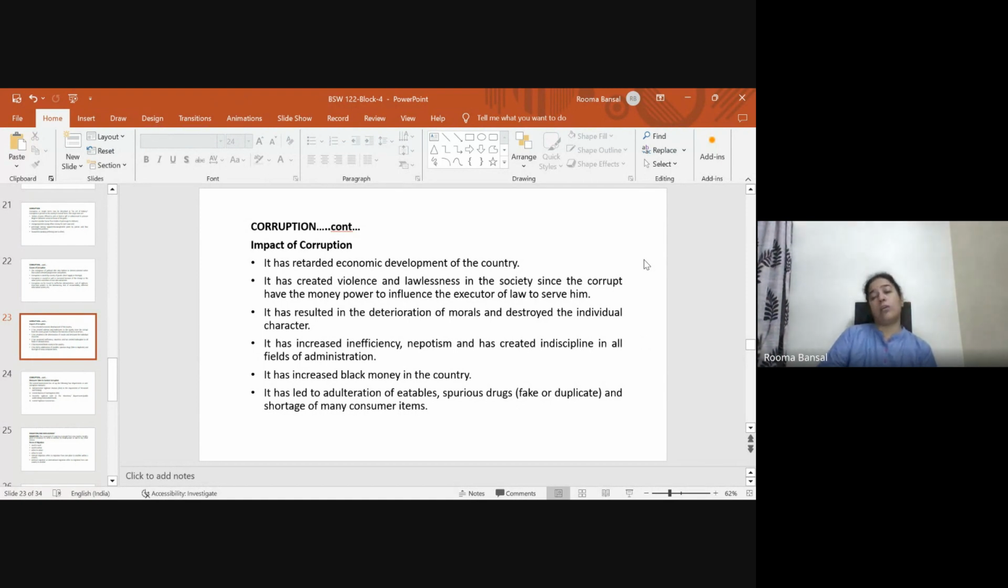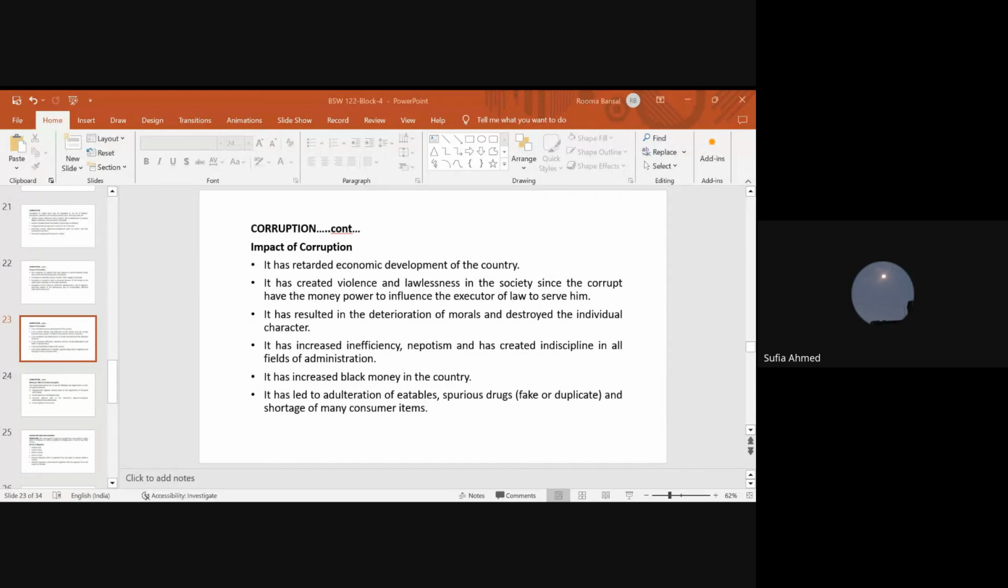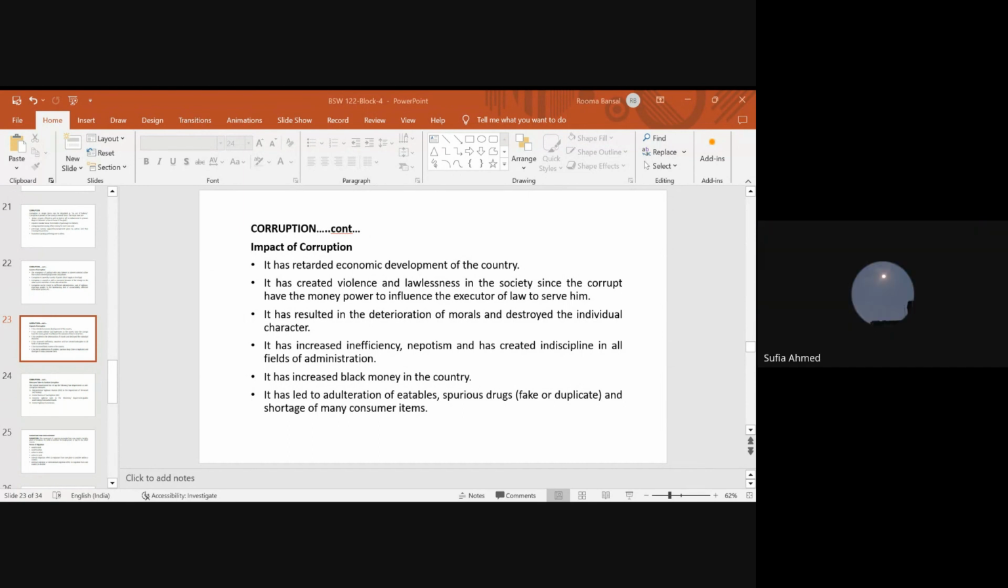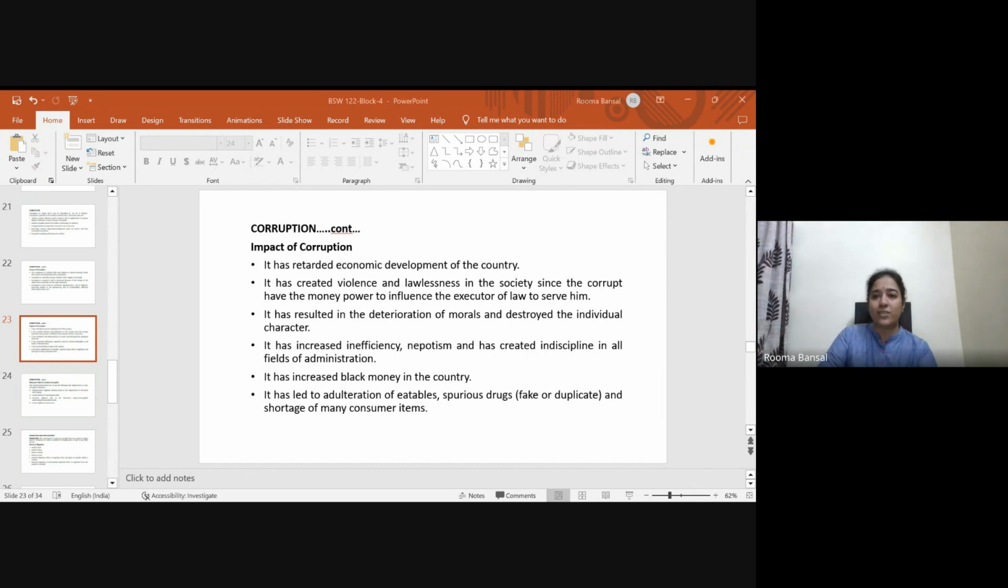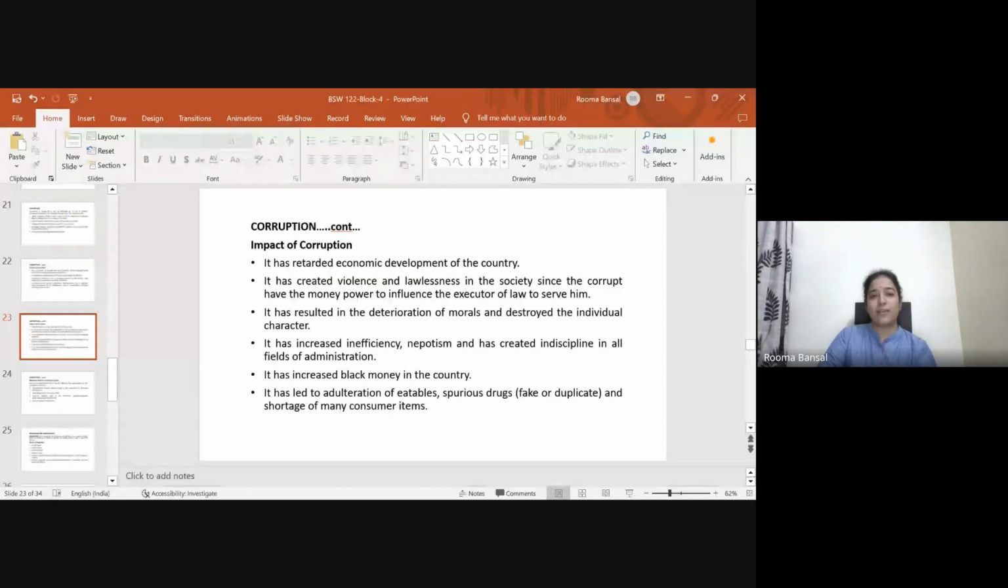Taking a bribe is a good thing or not? Self-respect. Yes? Your voice is not clear, Sufia. Whatever you want to ask, you can write here. Taking a bribe is not good, ma'am. No, it's not good, because it influences self-respect. It's not good, yes. Okay. Taking a bribe is not good.